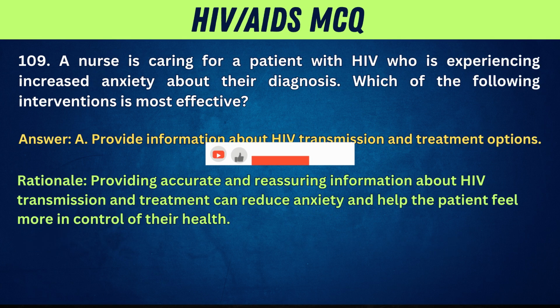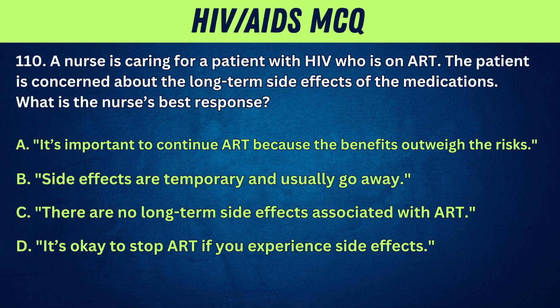Answer: A. Provide information about HIV transmission and treatment options. Rationale: Providing accurate and reassuring information about HIV transmission and treatment can reduce anxiety and help the patient feel more in control of their health. 110. A nurse is caring for a patient with HIV who is on ART. The patient is concerned about the long-term side effects of the medications. What is the nurse's best response?